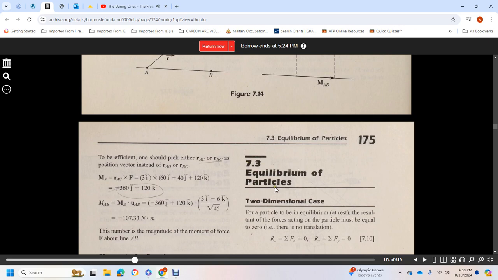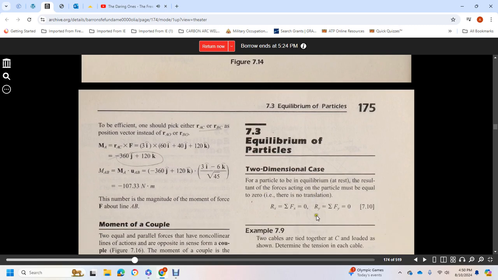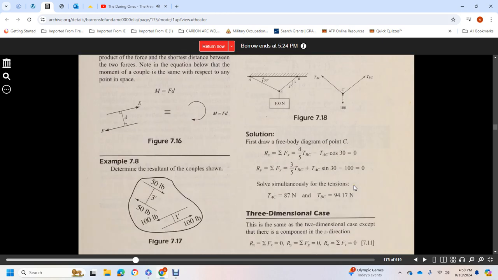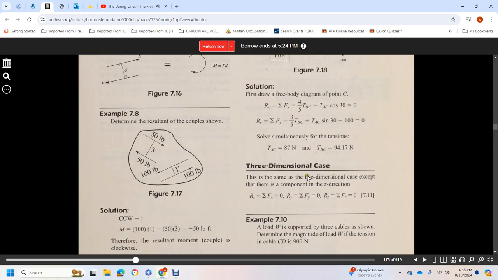7.3 Equilibrium of particles. Two-dimensional case: for a particle in equilibrium at rest, the resultant force acting on the particle must be equal to 0. There is no translation. Rx equals the summation of Fx equals 0. Ry equals the summation of Fy equals 0. Three-dimensional case: the same as the two-dimensional case, except that there is a component in the z direction.